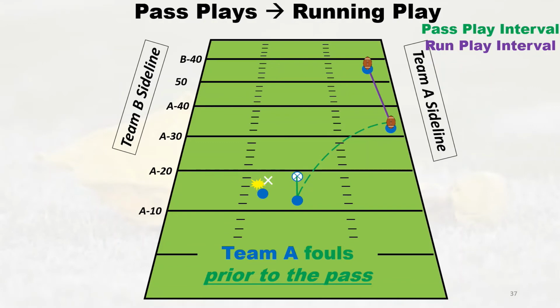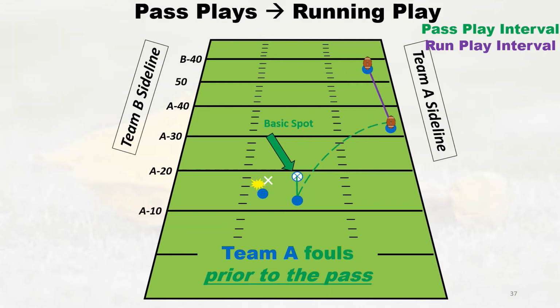Now let's look at a Team A foul during or prior to the pass. So imagine an offensive tackle commits a takedown hold against a defensive player. So Team A fouls prior to the pass. So pass play enforcement, we know our reference point is the previous spot, and we're going to once again compare the location of our flag to our reference point, our basic spot.